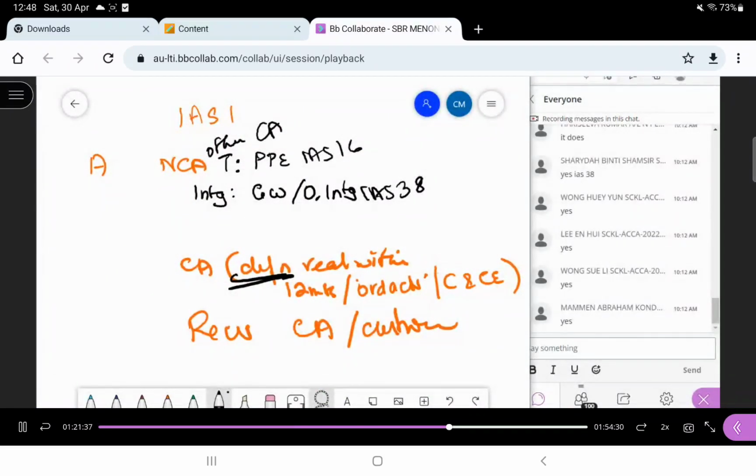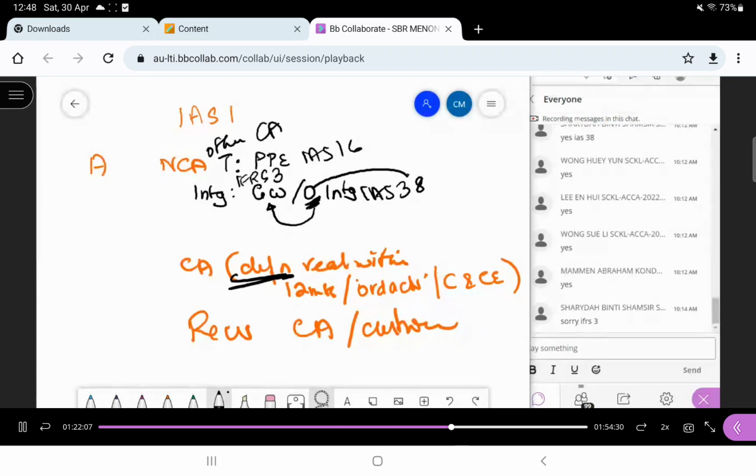IAS 38 covers all other intangibles. Look at this word: other intangibles, other than goodwill. Goodwill falls within the scope of IFRS 3. What a major mistake you'll make. That's the first thing I would have started in the video. That tells me you haven't watched it.